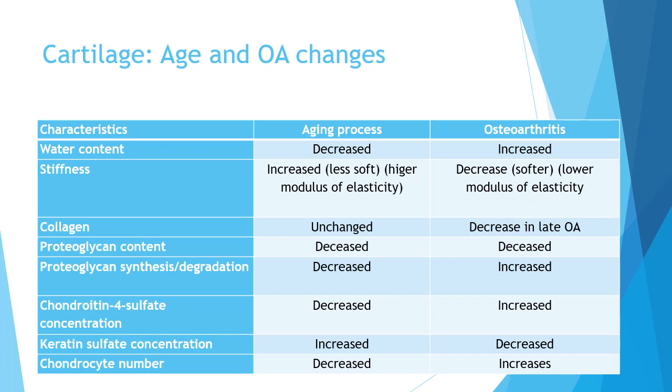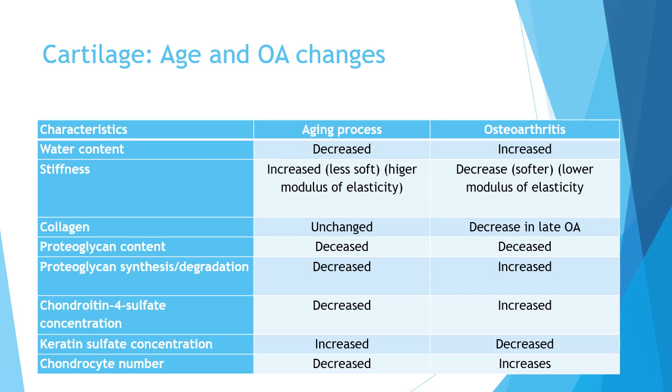The collagen does not really change with the aging process. However, it decreases in late osteoarthritis. The proteoglycan content decreases in both aging and osteoarthritis. However, the mechanism of this is different. The proteoglycan synthesis and degradation increase in osteoarthritis and decrease in the aging process. So the content will decrease in both.